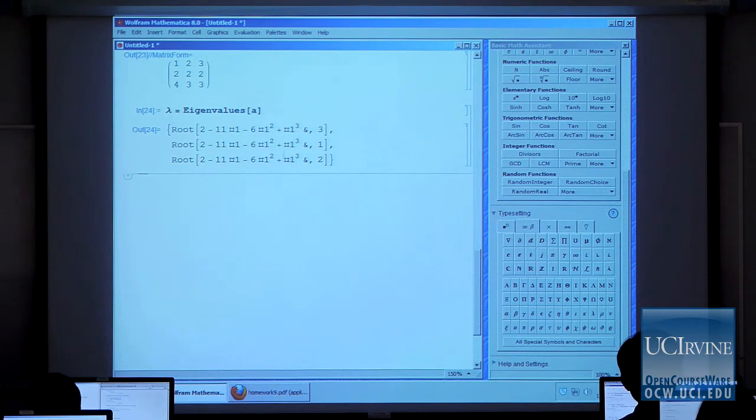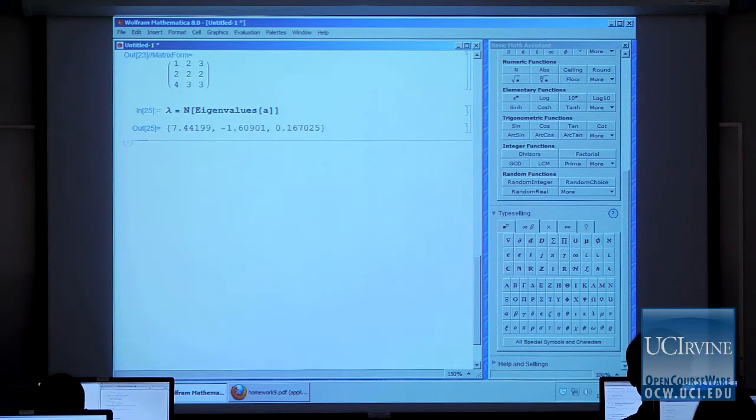So what I could do is, instead of saying lambda is equal to the eigenvalues of A, I'll just go ahead and put the N command out in front, and I'll get some numbers. I should get 3 numbers, 3 eigenvalues, because I have a 3 by 3 matrix. All right, so now I get the 3 numbers. Now, let's have a look at the eigenvectors.